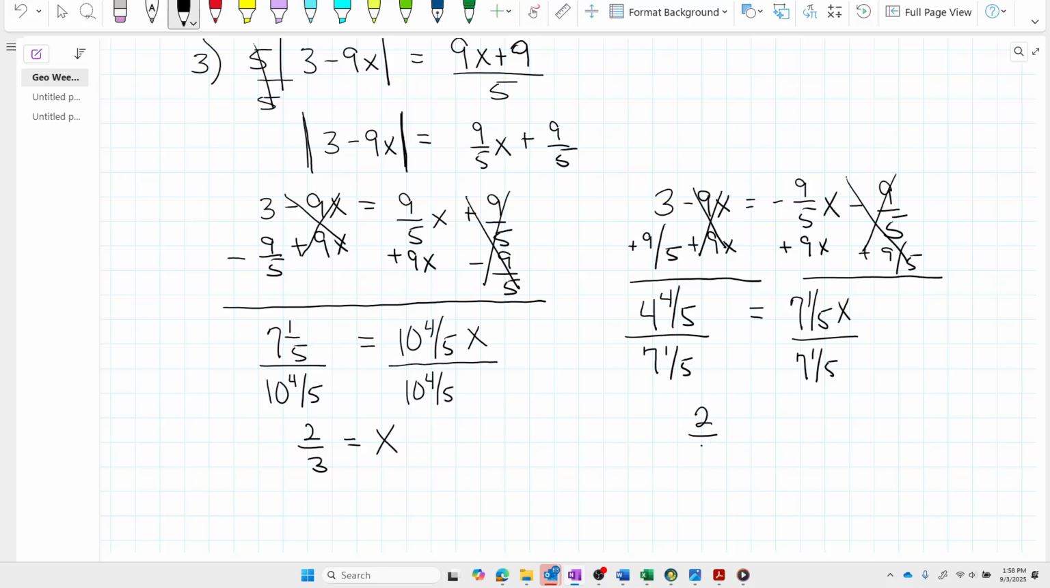And if you only get one answer like that, you'll just have to take that solution and check it in the original equation and make sure that it works.